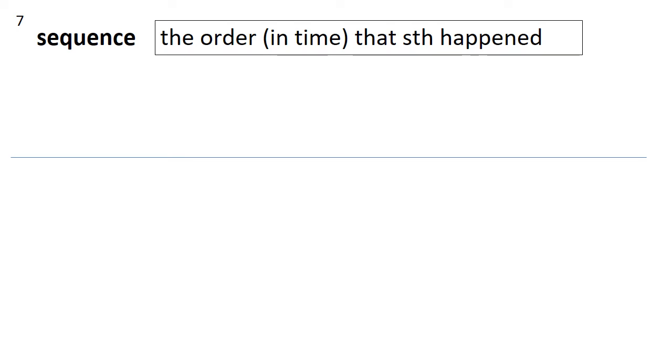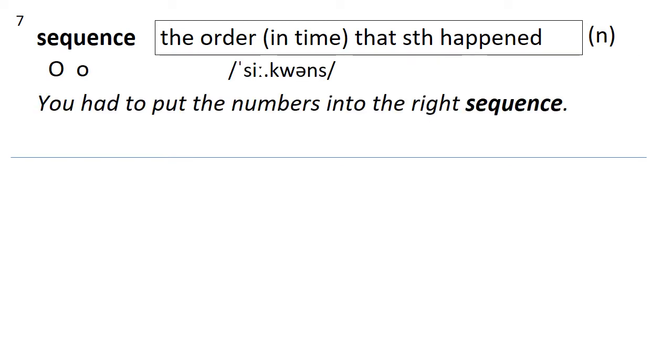7th word is sequence. Sequence is the order and time that something happened. It's a noun. How many syllables are in sequence? 2, stress on the first. Sequence. You had to put the numbers in the right sequence.